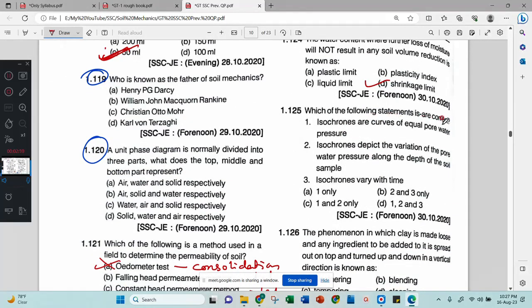Which of the following statements are correct? Isochrones are curves of equal pore water pressure. Isochrones depict the variation of pore water pressure along the depth of the soil sample. Isochrones vary with time.